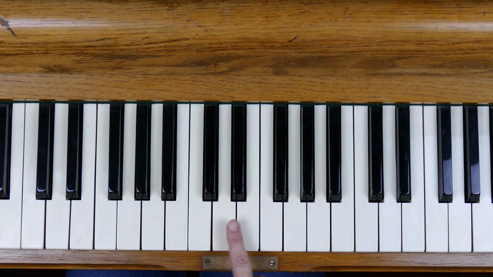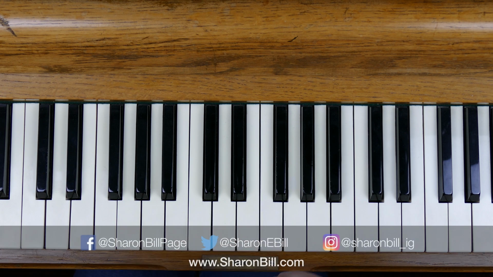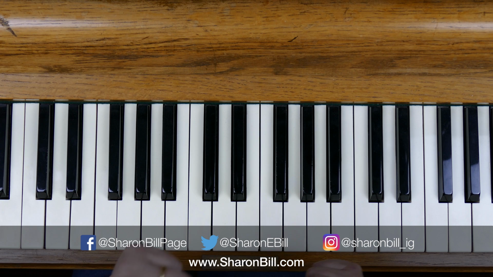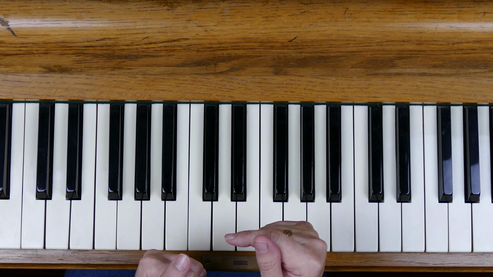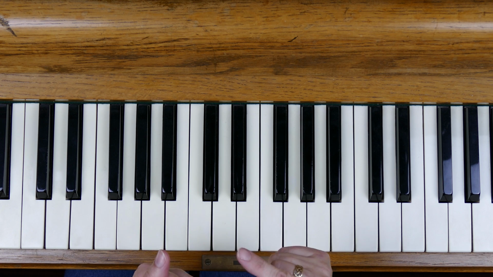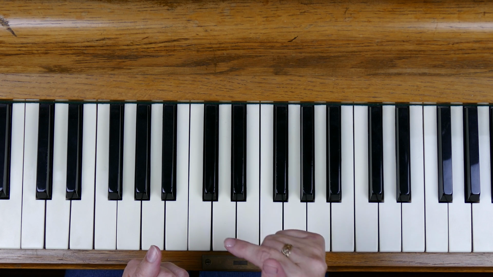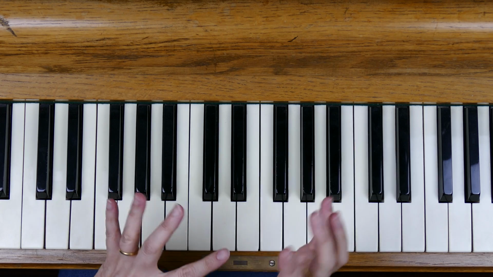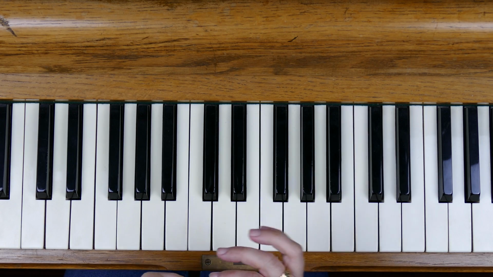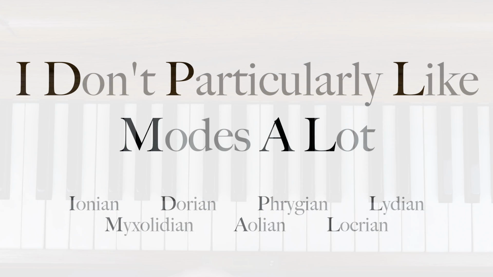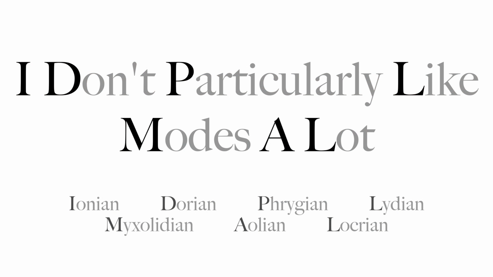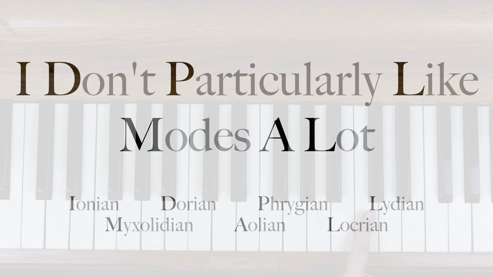So as you step up the scale, that will give you the clue as to which mode you're playing. There's a short way of remembering that pattern of notes. If you take the first note from each of the modes, so you've got I, D, P, L, M, A, L, and make up a little sentence. This isn't necessarily a true sentence, but you could remember, I don't particularly like modes a lot. And that way you can remember which pattern belongs to which note.